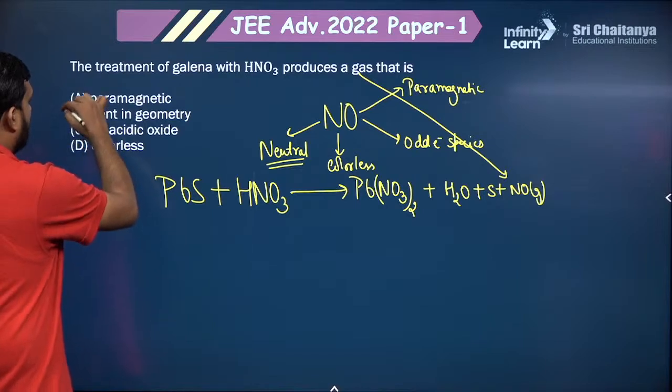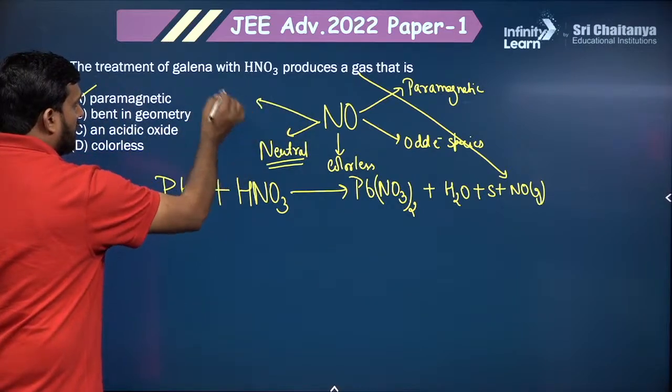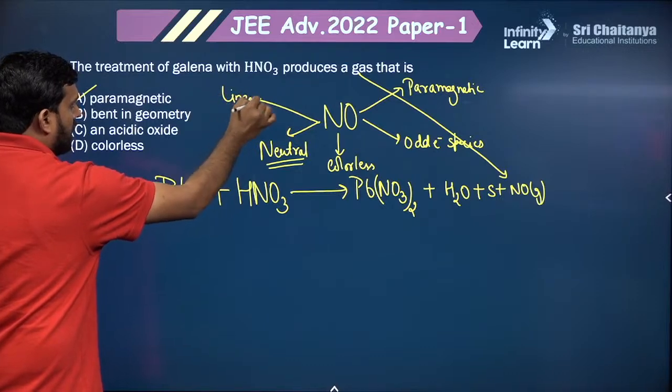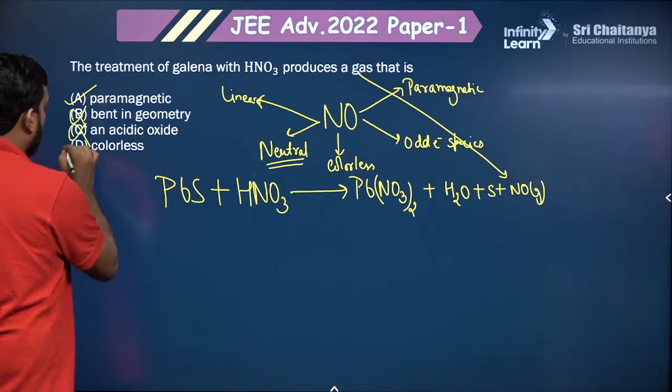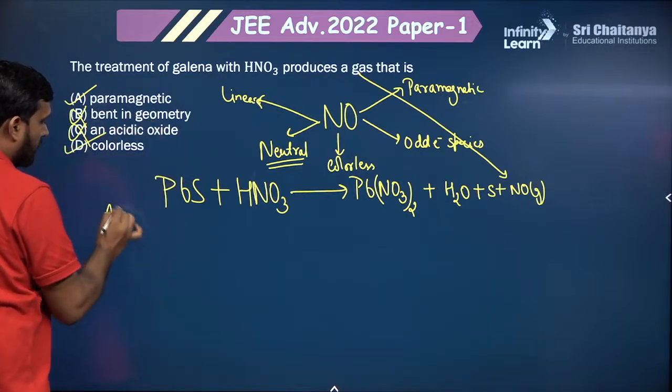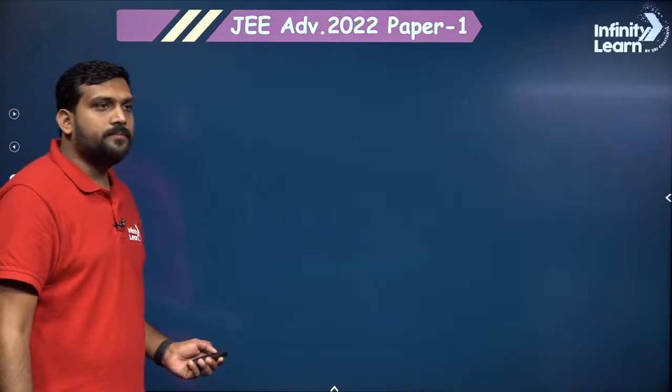So what are the correct answers? Paramagnetic, bent in geometry? No, it's actually linear in geometry, so this option gets rejected. And acidic? No, it's a neutral oxide. It's colorless. Yes, so the correct answers are option A and D. Okay, going for the next question.